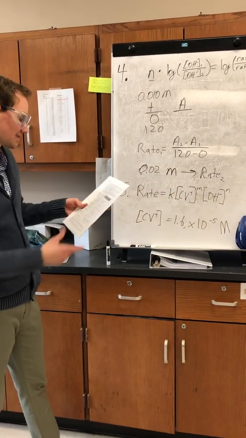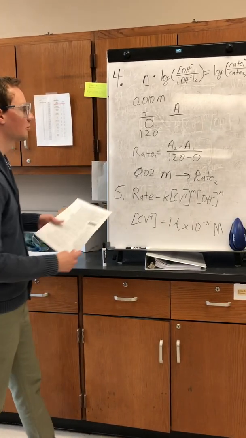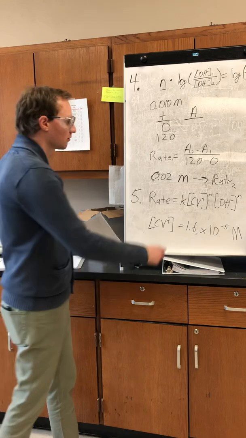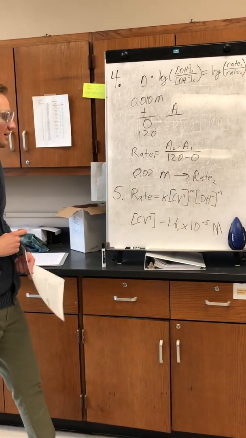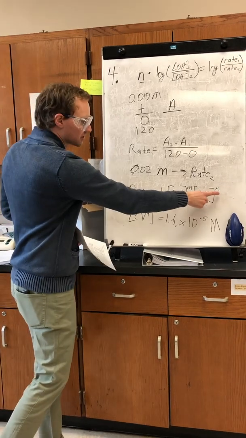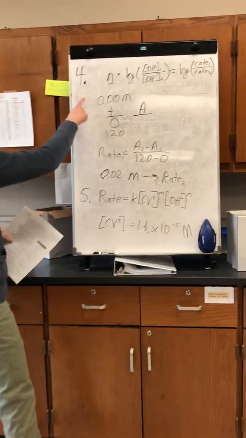So now in steps 4, 5, and 6 of your calculations in the lab manual, we need to figure out what N is, and we need to figure out what K is. Right, so N is the reaction order of our hydroxide. So we're going to do that in step 4.